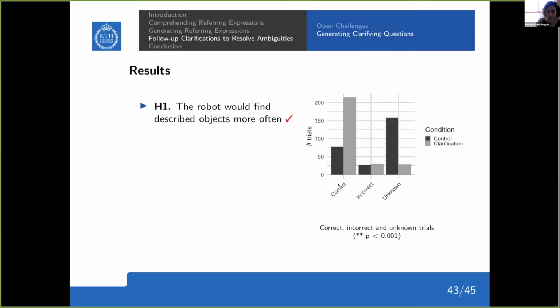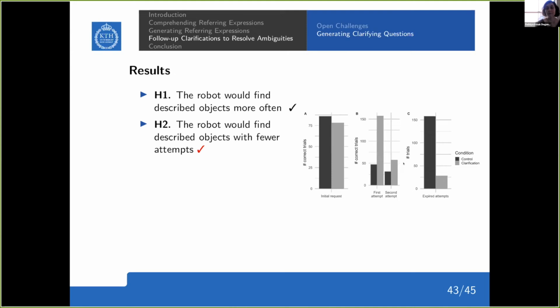As you see here, the robot could find the objects correctly, more accurately and more often in the clarification condition than the control condition. And these unknown objects correspond to attempts that expired. After some point, the robot gave up either asking for redescription or clarification so as not to annoy users. So these unknown objects show the expired trials. In the control condition, there were more expired trials compared to the clarification one.